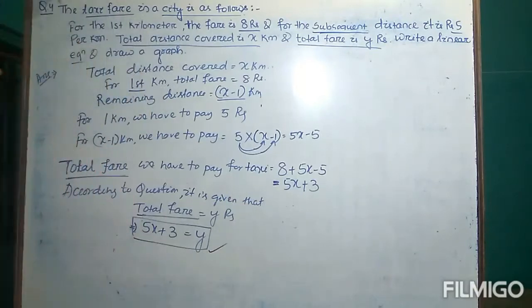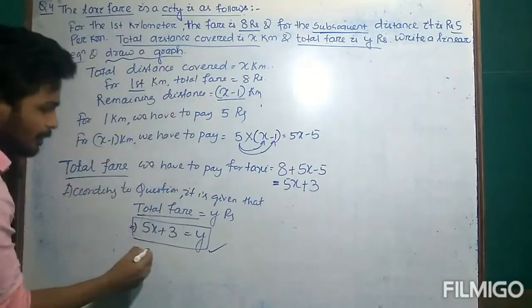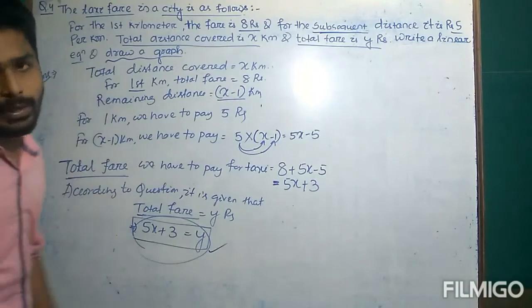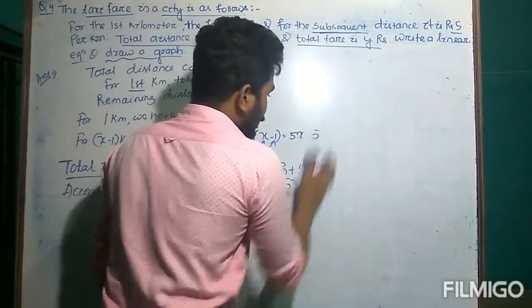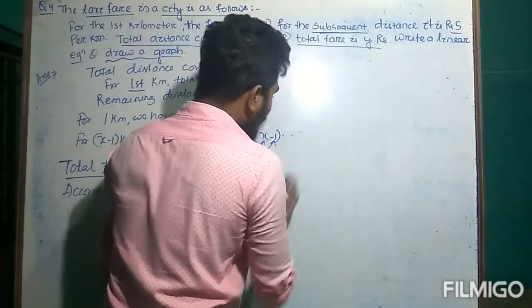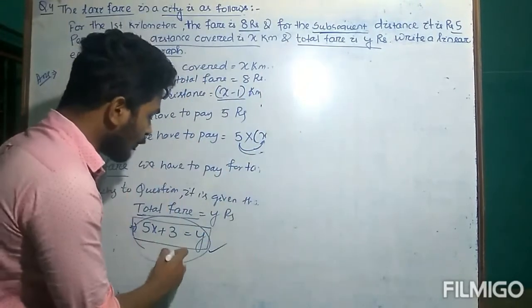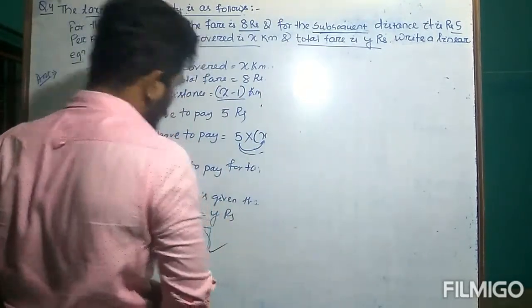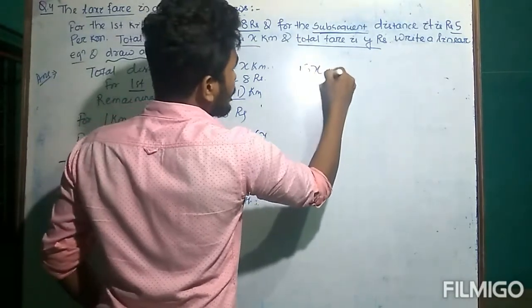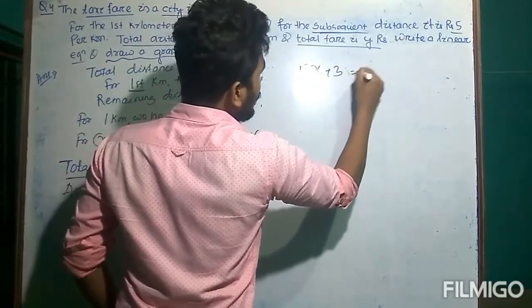Understood? Now we have to draw the graph of this linear equation in two variables. Okay, so let's draw. In order to draw the graph of this linear equation we have to find at least two solutions of this equation. Okay, so the equation is 5x plus 3 is equal to y.